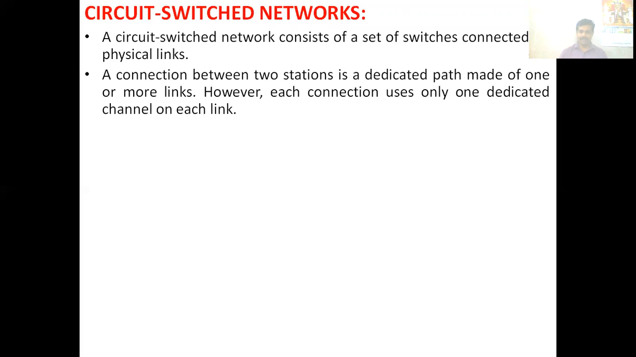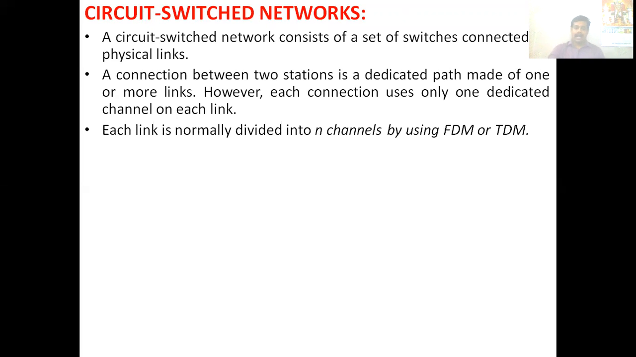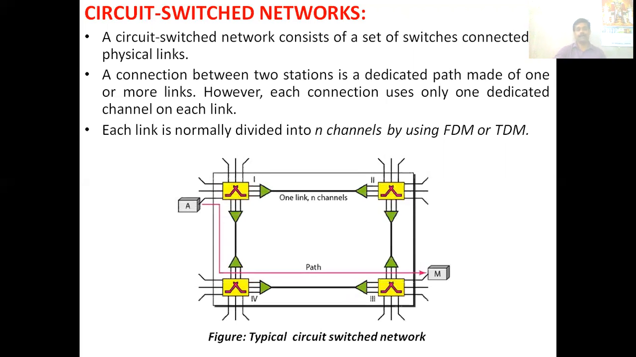Between two devices we'll be having one or more links, and each connection will be using only one channel of each link. The link is normally divided into channels by FDM or TDM. How do you divide the link into channels? The link is divided into n channels by using either frequency division multiplexing or time division multiplexing.